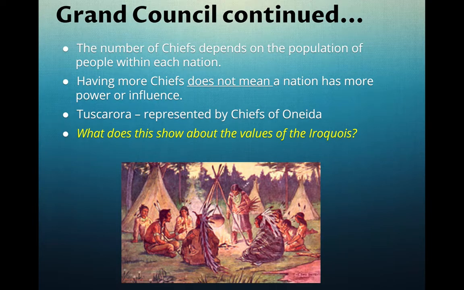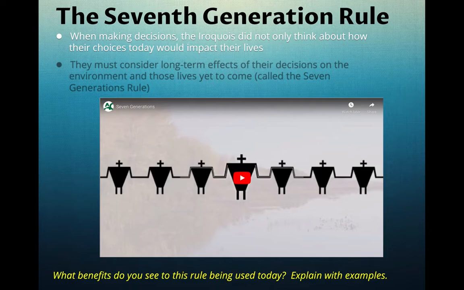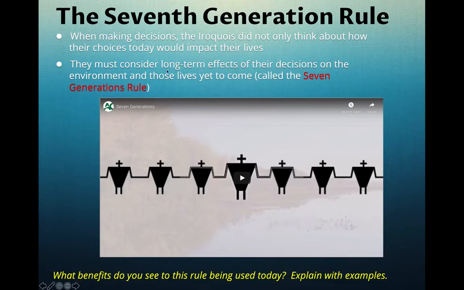Okay. All right. Now, the next thing we're doing today is the Seventh Generation Rule. So this is what can go in that scroll thing that you have on this side. So, seventh generations. Okay. So basically, when making decisions, the Iroquois, this is so cool, did not only think about how their choices would impact their lives, but they considered the long-term effects of their decisions on the environment and the lives of those yet to come, which is called the Seventh Generation Rule.